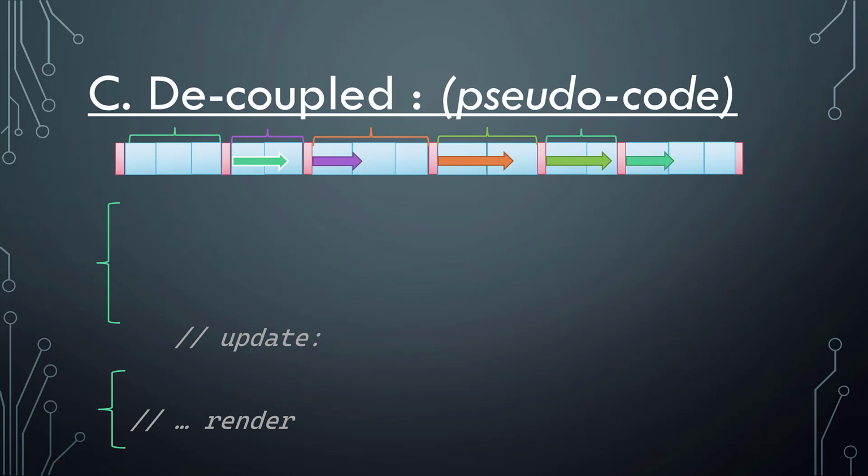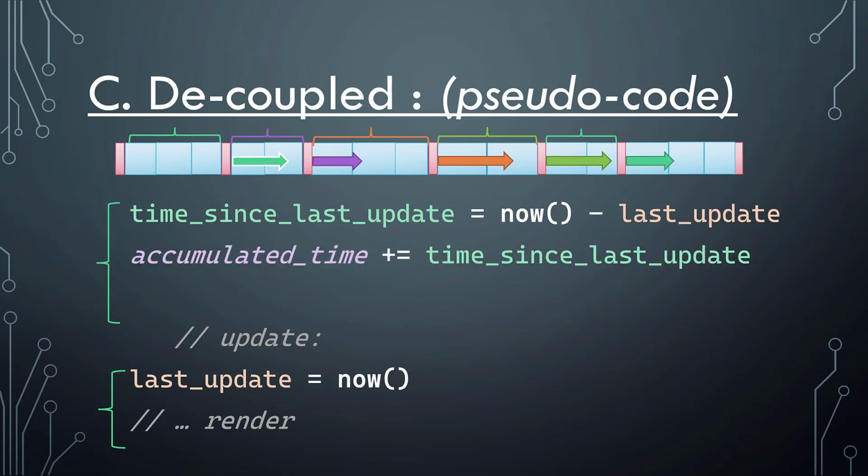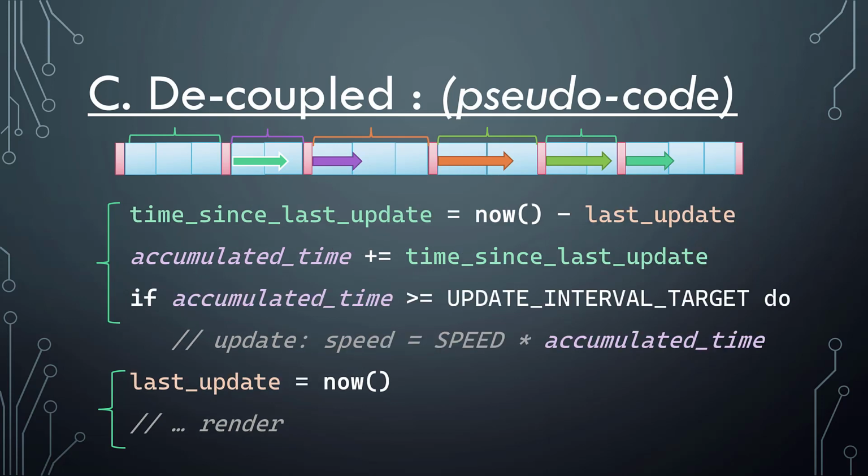So we have the same story as before. We take a timestamp just after the update, just before the render. We take another one just before the update, but we don't use that measurement itself. We instead accumulate it into some value that holds all the accumulated time. And then we measure that accumulated time against our update interval target. We probably won't ever hit it precisely, or it's unlikely.